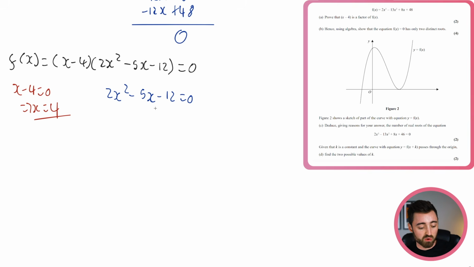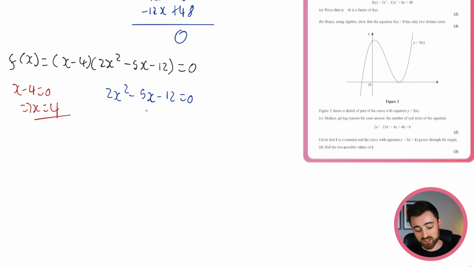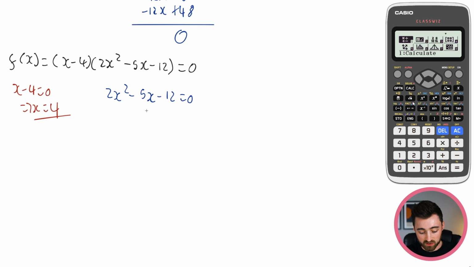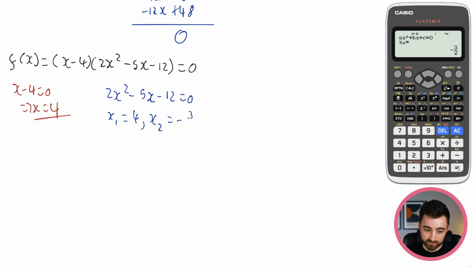See what happens. So why don't I just put this into my calculator? If I go to menu and then go down to equation func, polynomial degree 2, because that's a quadratic, put my coefficients in. So I'm going to get 2, minus 5, minus 12, and then go answer. Yeah, okay, I think that's what's happened. So I get my first value of x as 4, and then my second one is minus 3 over 2. Yeah, that makes sense.